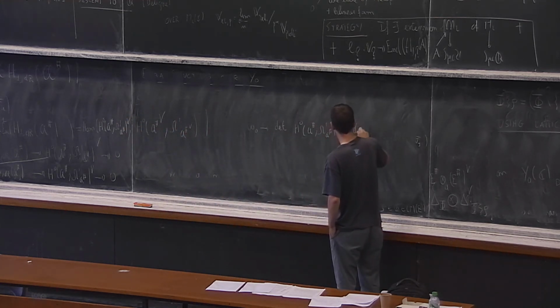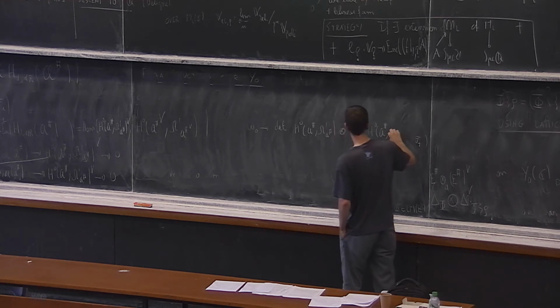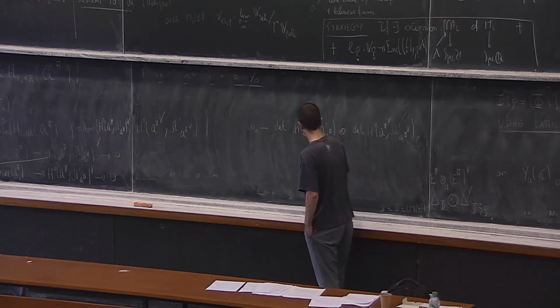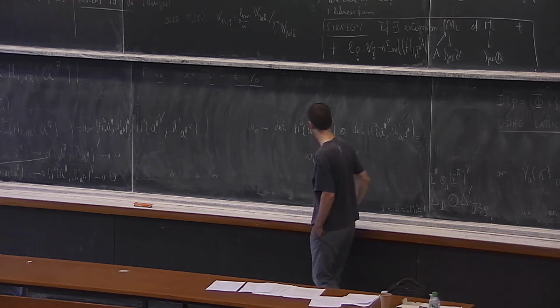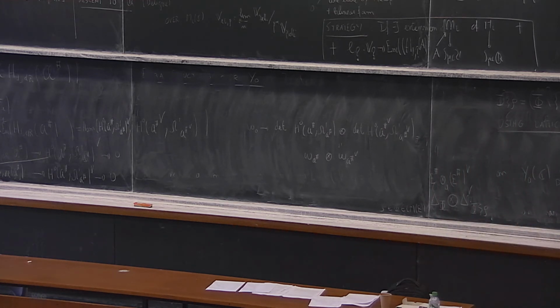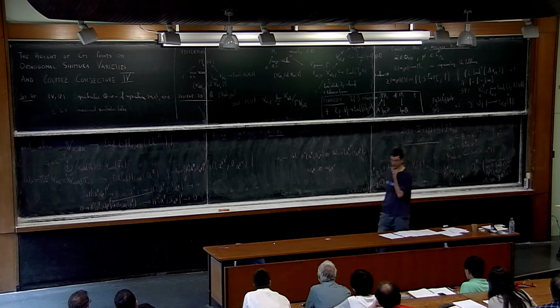Times the determinant of H0 A sharp, omega 1 A sharp dual. But this is simply the Hodge bundle of A sharp tensor the Hodge bundle of the dual. Okay, so I did it simply over the complex numbers.